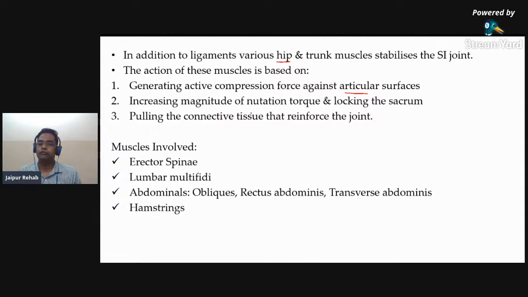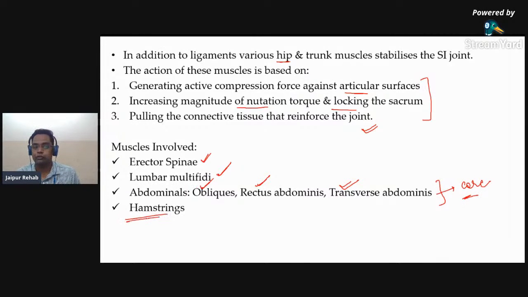So they increase the magnitude of nutation torque, lock the sacrum, and pull the connective tissue that reinforces the joint. We have all these actions from the muscles lying here. The muscles involved include erector spinae, especially the iliocostalis, the lumbar multifidus, the abdominal obliques, rectus abdominis, and transverse abdominis, because they form a very important part of the core muscles, right? We have the hamstrings also, which have a constant posterior pull on the pelvis, right? So I hope that must be clear to all of you.